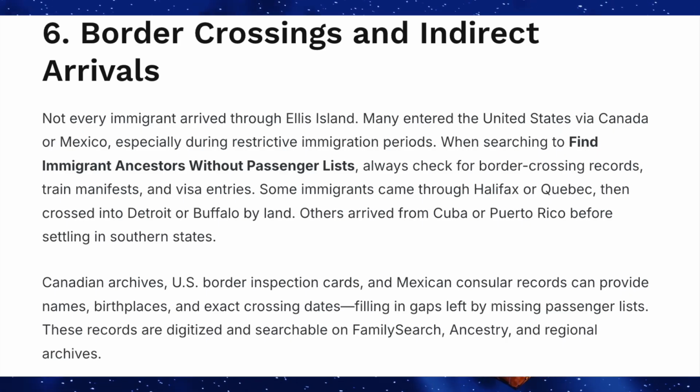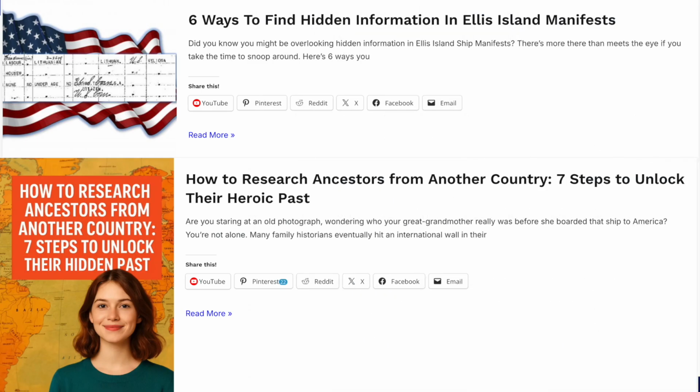Okay. Here's a great article. All right. If you want to master ship manifest, this article is going to actually get you there. It's called 6 Ways to Find Hidden Information in Ellis Island Ship Manifest. This is the one that's going to unlock everything for you if you want this sort of really, really focused article on what to do with ship manifests. You may want to read that in conjunction with this.